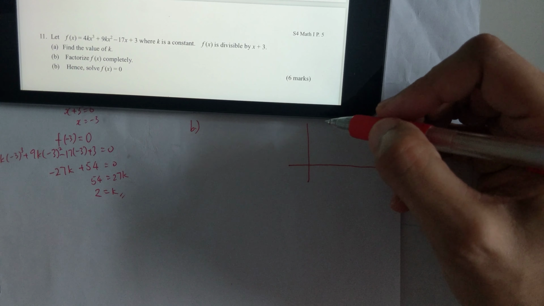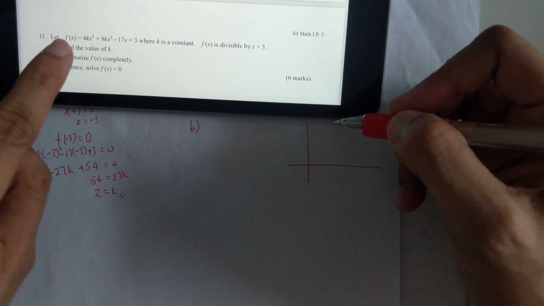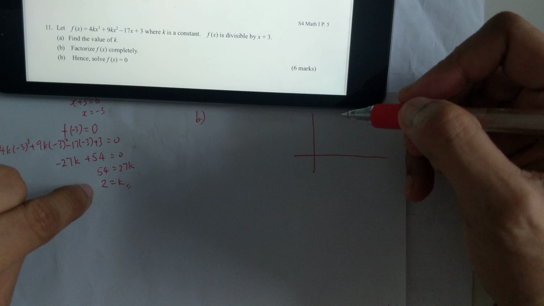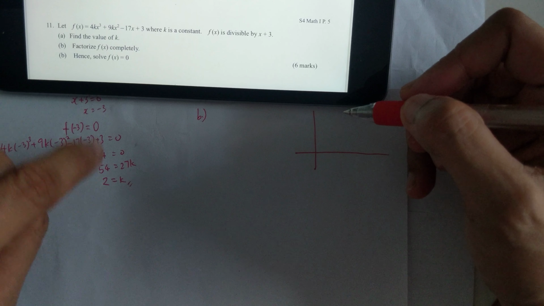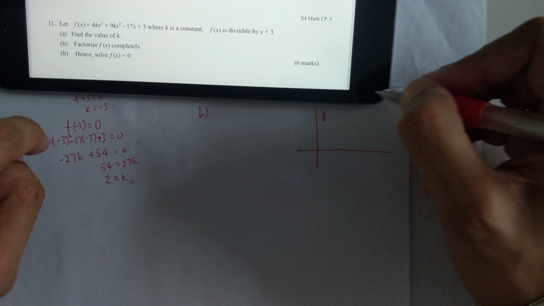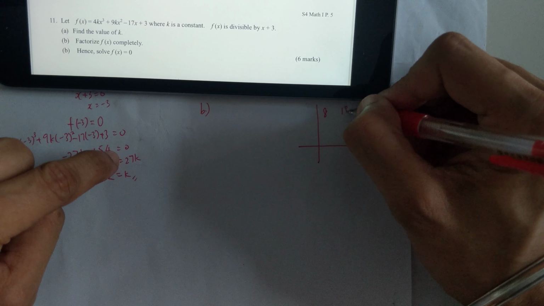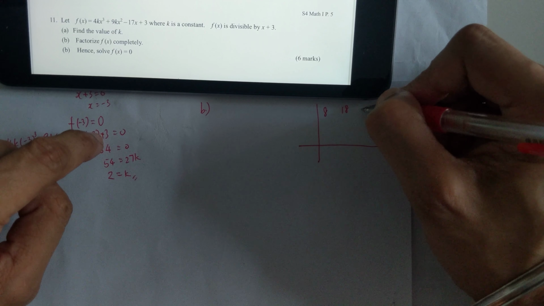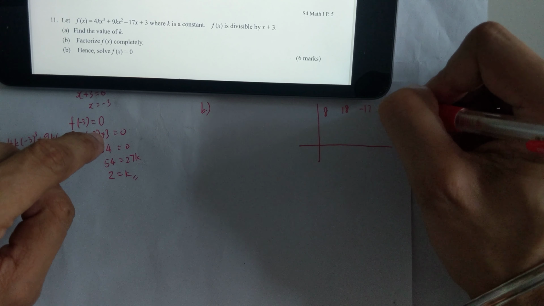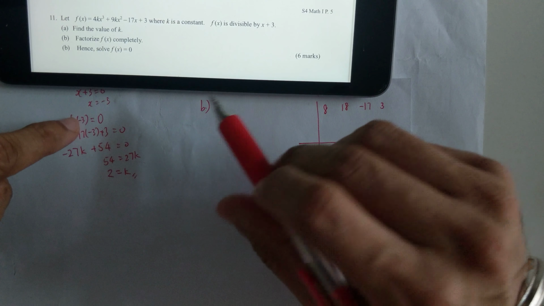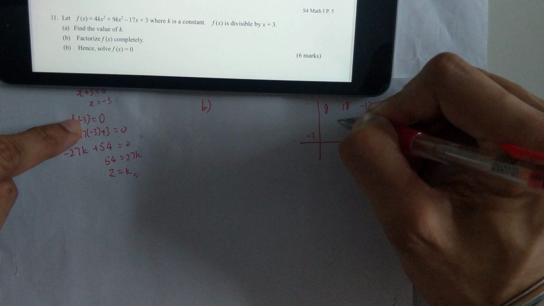Since k is found now, 4k is not 4k. 4k is 4 times 2 now, because k is 2. So 4 times 2 is 8. And similarly, 9k should be 9 times 2, which is 18. And then there are no more k's in there, so negative 17 and a 3. We're going to use that same factor, which was the negative 3 in part A.